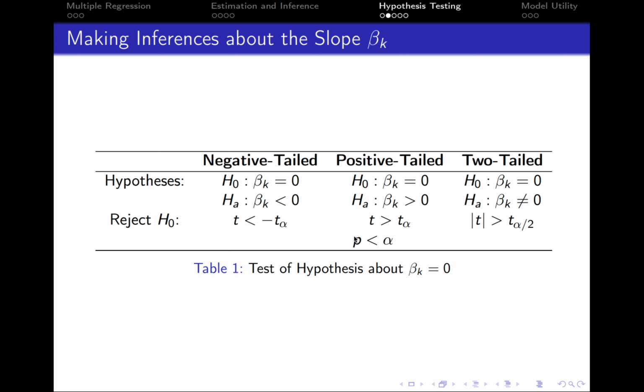Alternatively, we can also estimate the p-value and compare it with the level of significance, 1, 5, or 10%, and if the estimated p-value is lower than any of the significance levels, we say that the null hypothesis should be rejected.